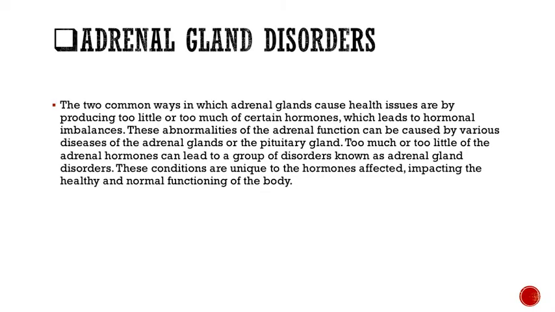Now we'll talk about adrenal gland disorders. So the two common ways in which adrenal glands cause health issues are by producing either too little or too much of certain hormones, which leads to hormonal imbalances. These abnormalities of the adrenal function can be caused by various diseases of the adrenal glands or the pituitary gland. Too much or too little of the adrenal hormones can lead to a group of disorders known as adrenal gland disorders. So these conditions are unique to the hormones affected, impacting the healthy and normal functioning of the body.